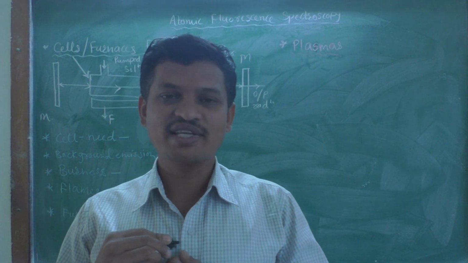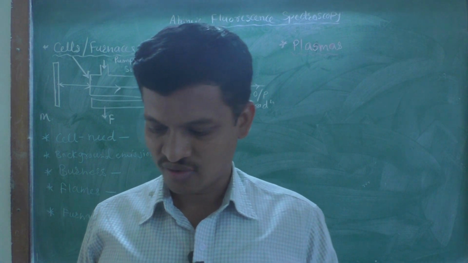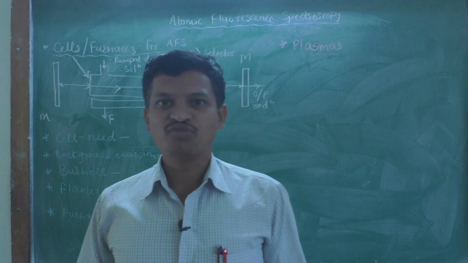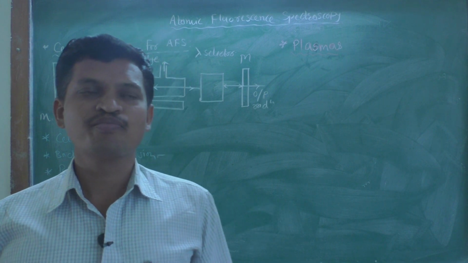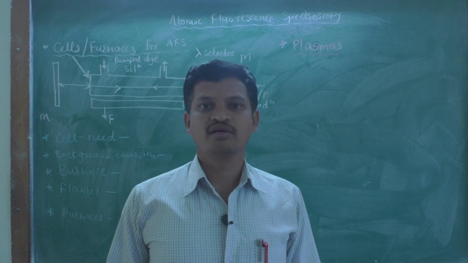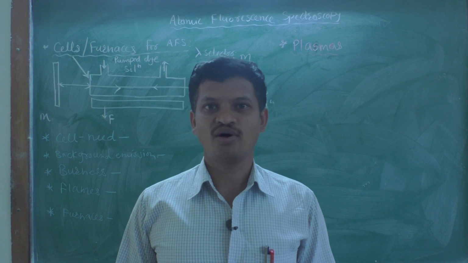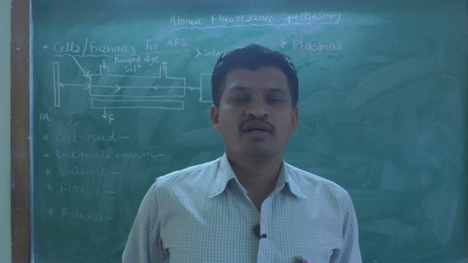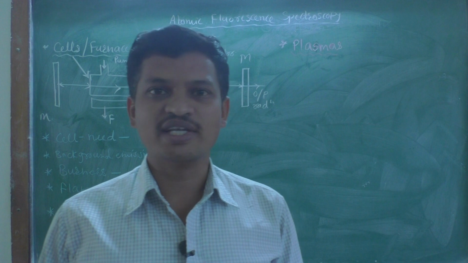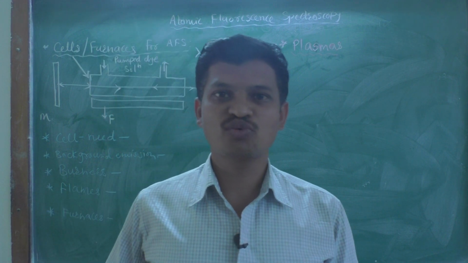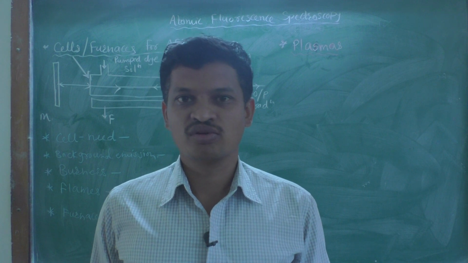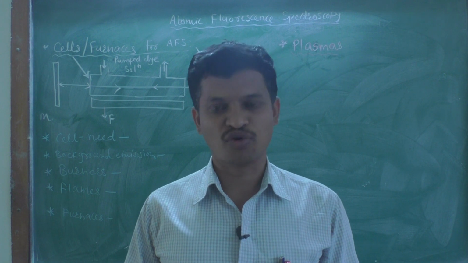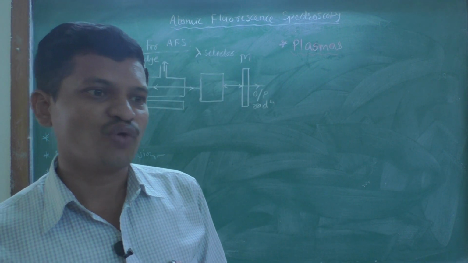Dear friends, we are continuing from our last video related to atomic fluorescence spectroscopy. In the last video we discussed the basic concepts and fundamentals of atomic fluorescence spectroscopy, that is AFS. We also discussed the ruby laser, which is one of the important line sources of electromagnetic radiation used in AFS spectrophotometers.